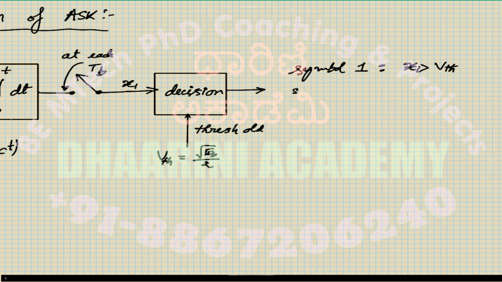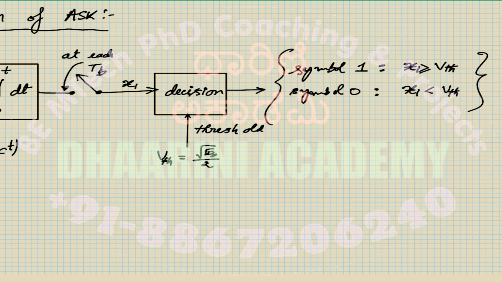Symbol 0 will be the decision made if x1 is less than V threshold. Normally, greater than or equal to is assigned to symbol 1, and less than is assigned to symbol 0. Maybe there are some variations depending upon how the design is made. So if x1 is more than or equal to V threshold, it's symbol 1. Otherwise, symbol 0.